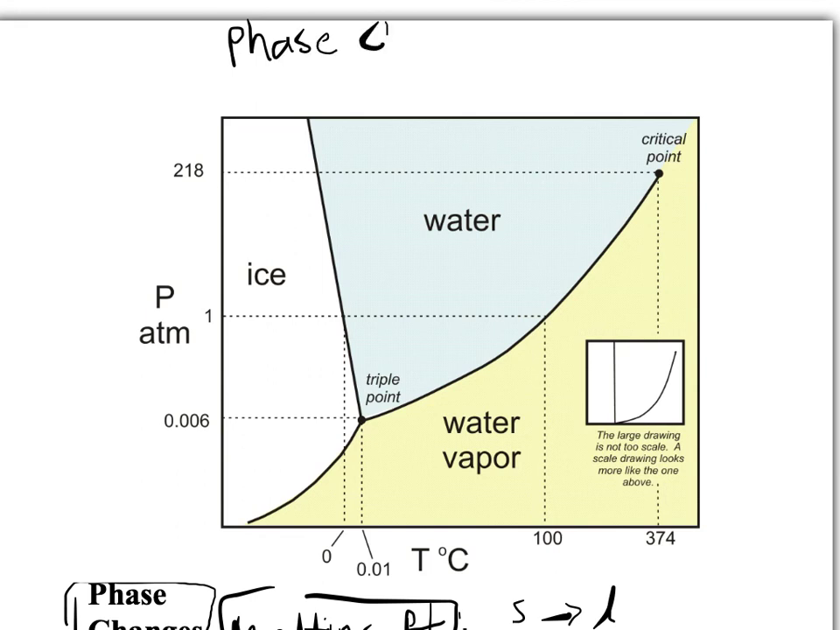Phase change diagram. And we don't need to know how to draw these, we just need to know how to interpret them if they're given to us. So let's break down what we see first on the axes.